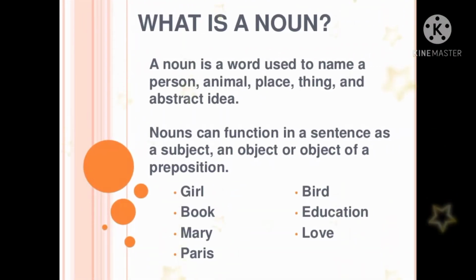So students, for your better understanding of the chapter pronouns, it's essential to start with a very quick revision of the chapter noun. What is a noun? As you all know, a noun is a word used to name a person, animal, place, thing, and idea. Nouns can function in a sentence as a subject, an object, or object of a preposition. So the examples of noun are nothing new to you: girl, book, bird, education, love, etc., which you have already solved out.